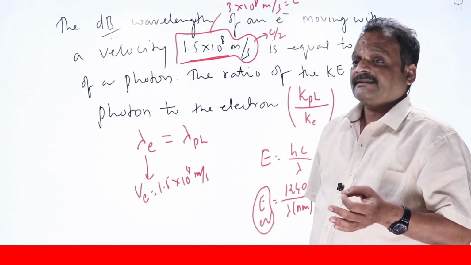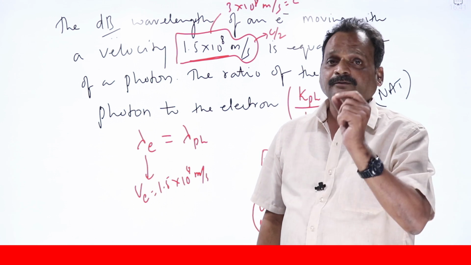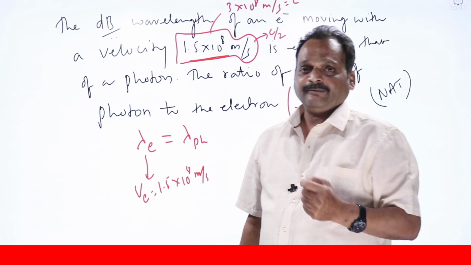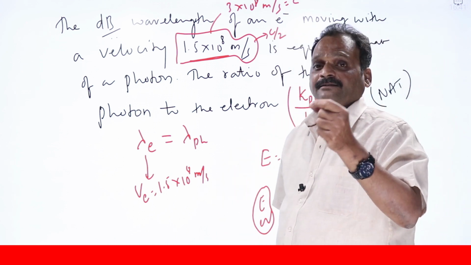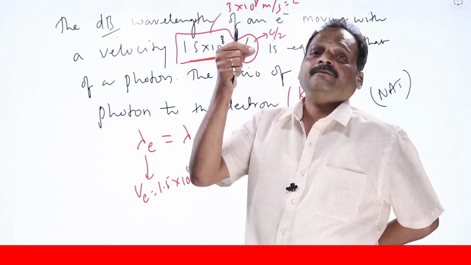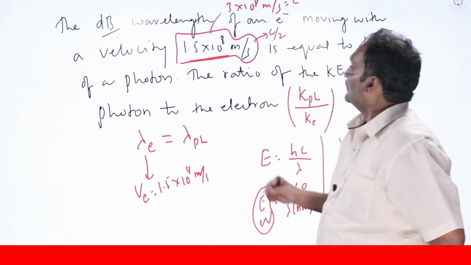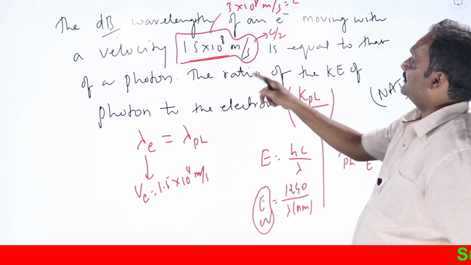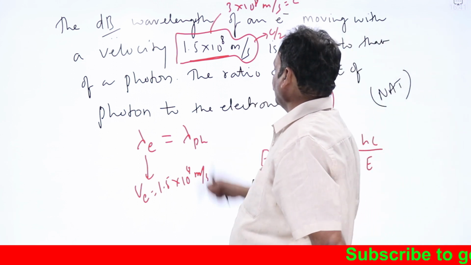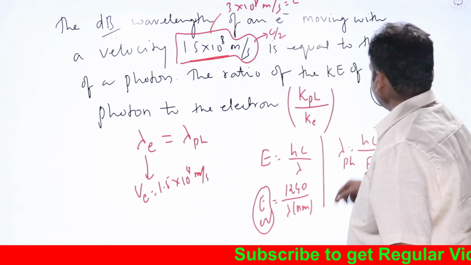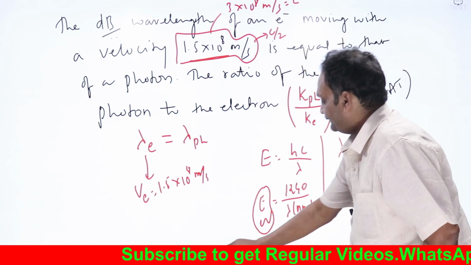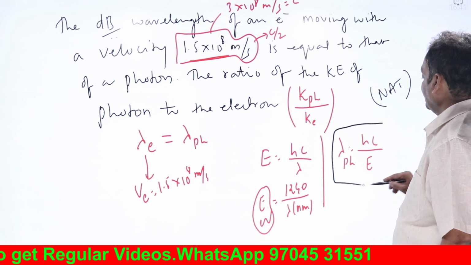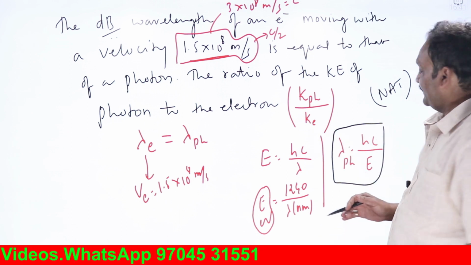When the velocity of a particle is comparable to the velocity of light, we have to go for relativistic mechanics only. I cannot simply take the mass of the electron as 9.1 × 10^-31 kg. We have to take the variation of mass with velocity, m equal to m naught by root of 1 minus v square by c square, and substitute it. So it is a relativistic electron, and I have to use the relativistic formula only. The ratio of the kinetic energy of the photon to the electron is needed. This is the normal wavelength of the photon only. Remember this.